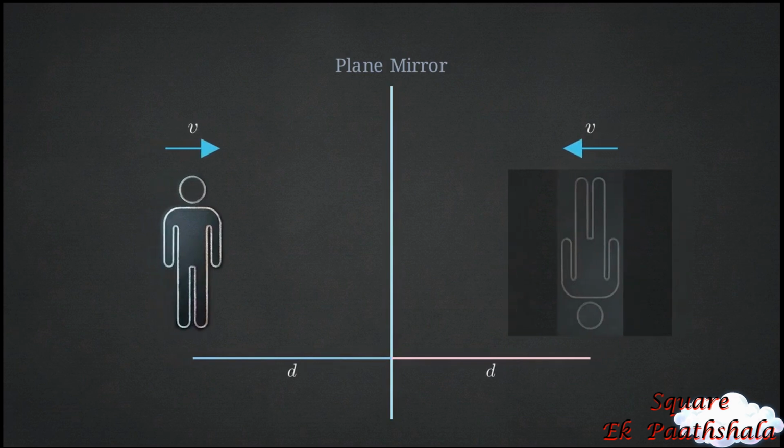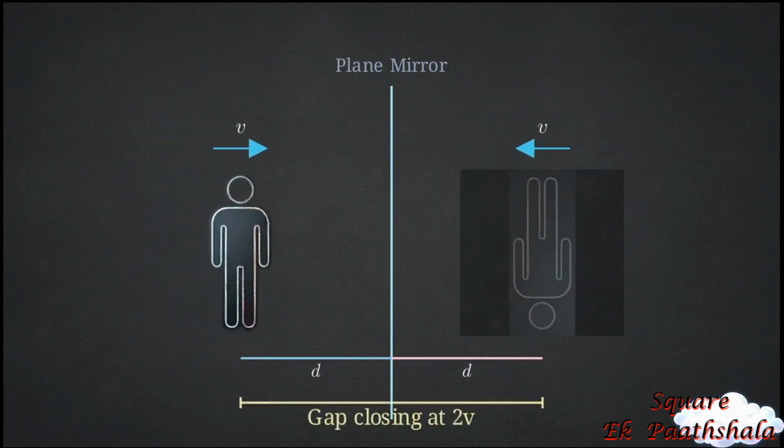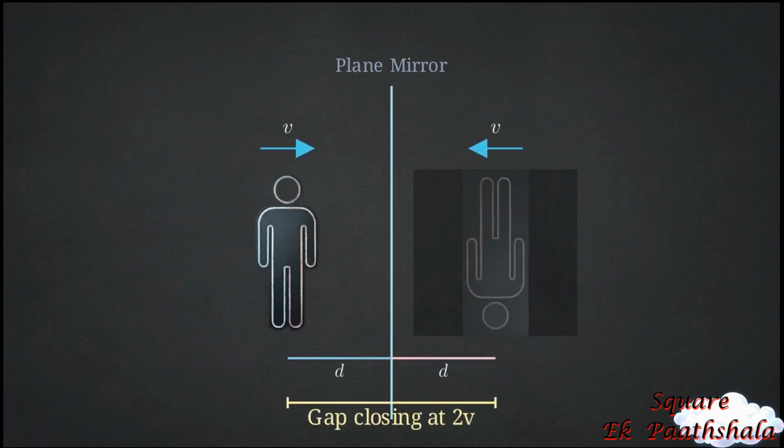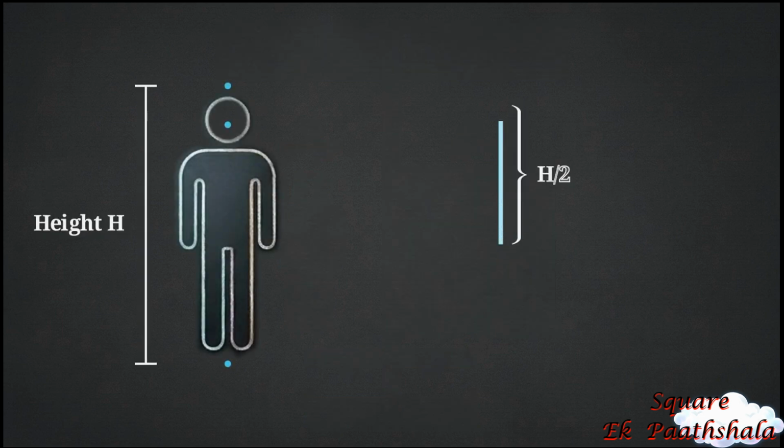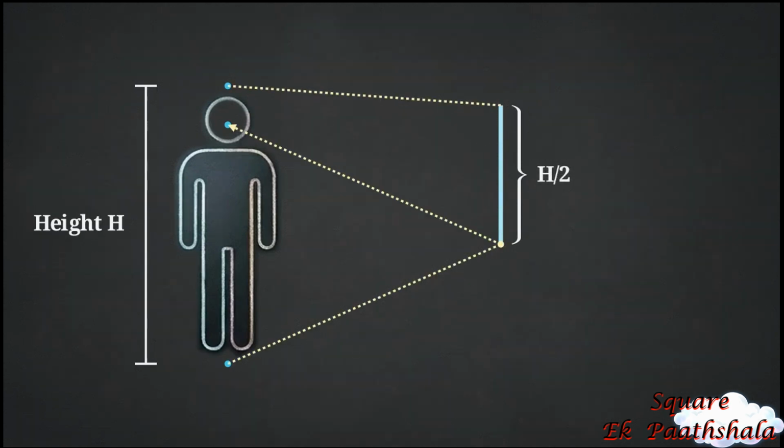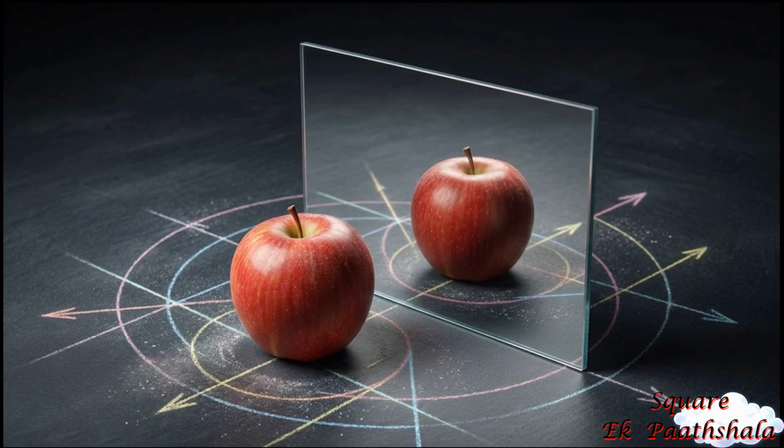If you sprint toward a mirror at a velocity of v, your reflection closes the gap from the other side at the exact same speed, meaning the image appears to approach you at twice your velocity. And if you want to see your entire body from head to toe, you only need a mirror that is exactly half your total height. Plane mirrors give us a perfectly predictable one-to-one reflection. They are our control group.